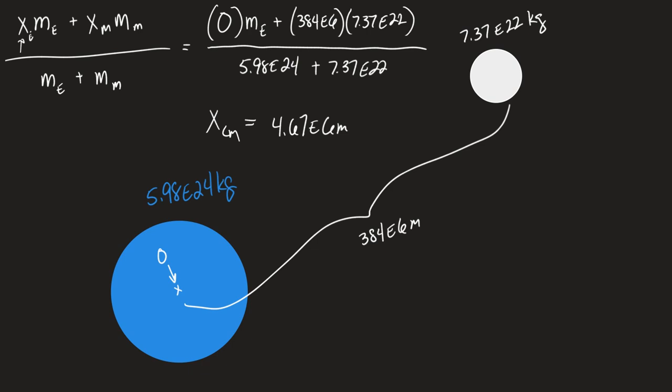Now, understanding where that is, let me help you out. This distance, the radius of the Earth, is 6.37 times 10 to the 6th meters. Does that help you with some scale? Because that places the center of mass of the Earth-Moon system right about here, about 2/3 of the way towards the surface of the Earth.